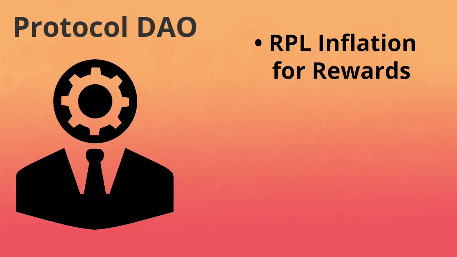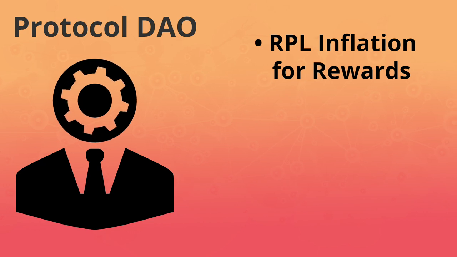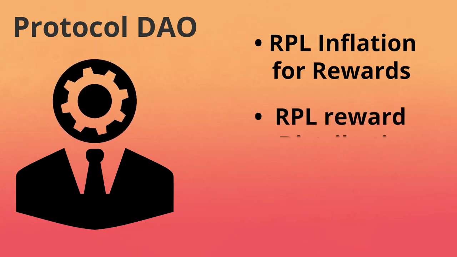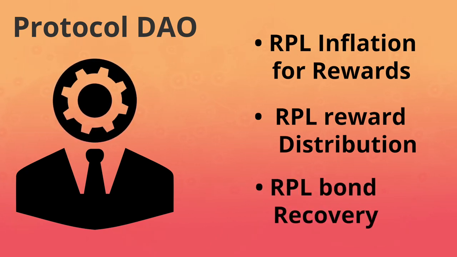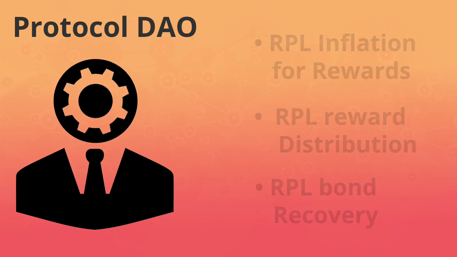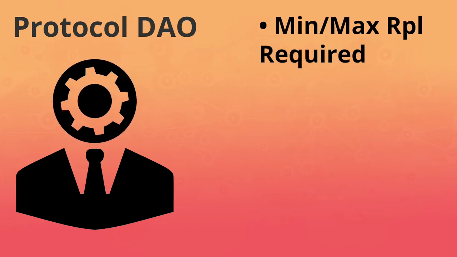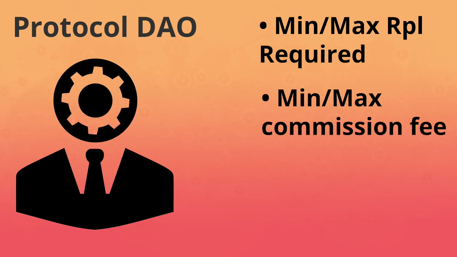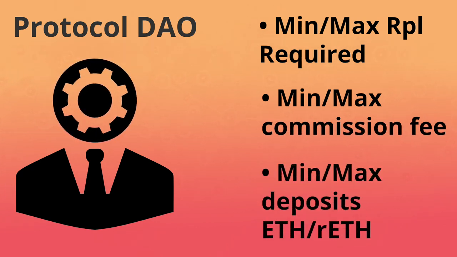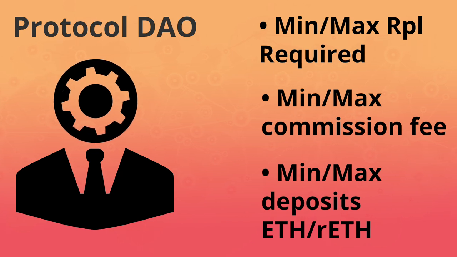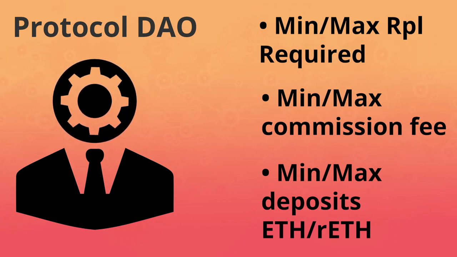How much RPL inflation is generated yearly to reward participants and align incentives in providing decentralized staking? How the RPL token rewards are divided between DAOs and node operators? How RPL is sold at auction to make the protocol whole? The minimum and maximum RPL staking amounts needed to run a node? The minimum and maximum node commission fees that node runners receive from stakers? And the minimum and maximum deposit amounts of ETH for rETH?